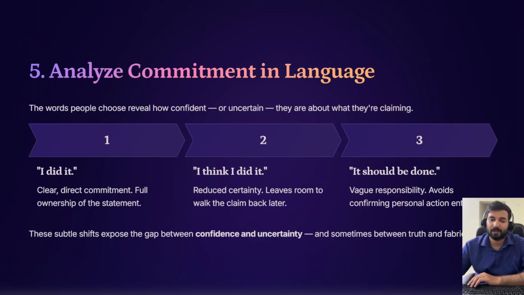Analyze commitment in language. Look at how strongly they commit to what they are saying. "I did it." That means a clear commitment. "I think I did it." That is obviously reduced certainty. "It should be done." That is totally a vague responsibility. These subtle differences can reveal confidence versus uncertainty.